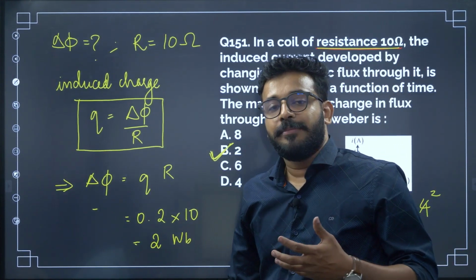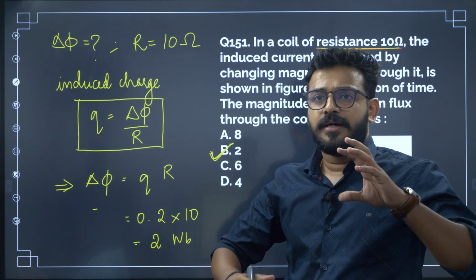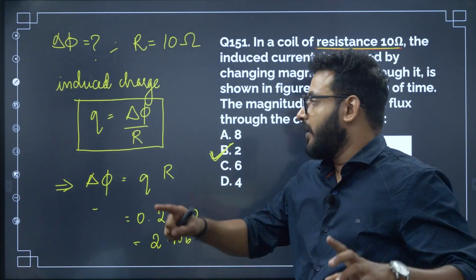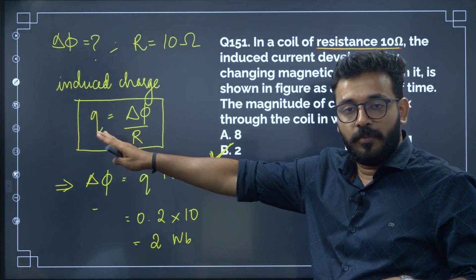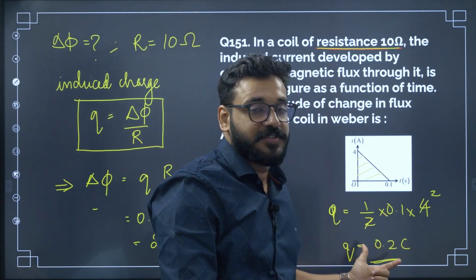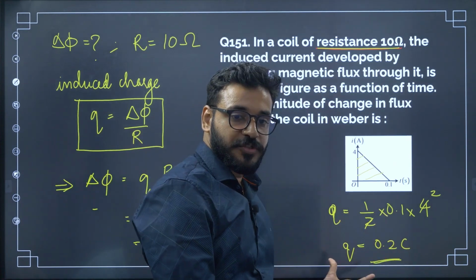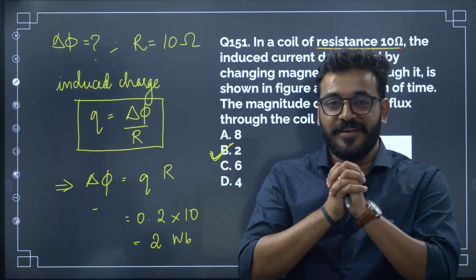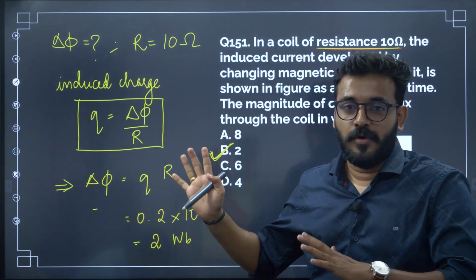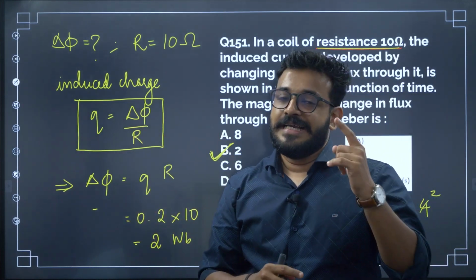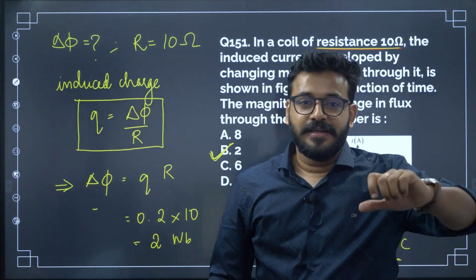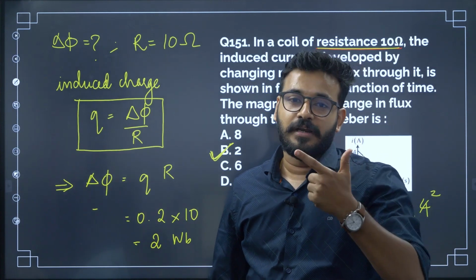This question can be characterized as very simple if you know this formula and if you know how to obtain the induced charge from the graph. If you hadn't known these two major points, then it becomes a moderate or even difficult level question.